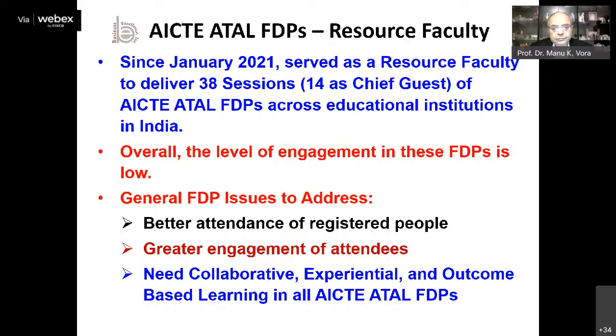And the general FDP issue to address is better attendance of registered people. Only between 20 to 60% of those who sign up attend. So a maximum of 200 people can sign up for Atal FDPs, but after signing up they are not attending, and that is a waste of resources because AICTE is spending so much effort, in terms of providing resources and real money, to conduct these FDPs at institutes. If the faculty sign up and do not attend, it is a loss. We need greater engagement of attendees during the FDPs, and those FDPs need to be collaborative, experiential, and outcome-based.